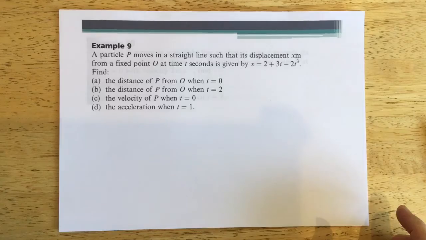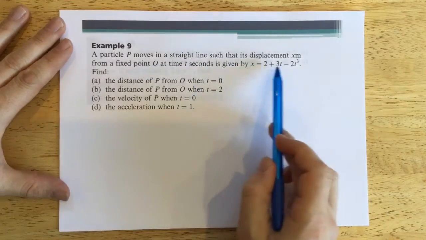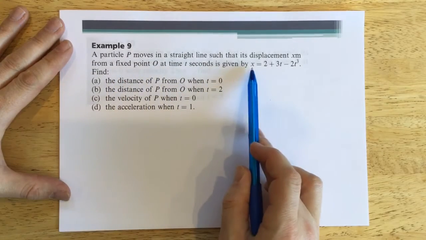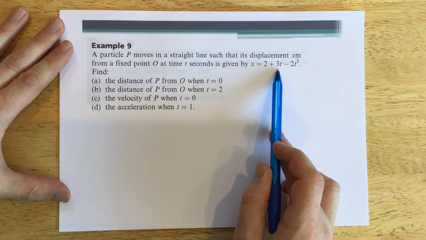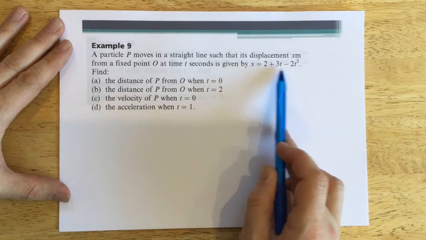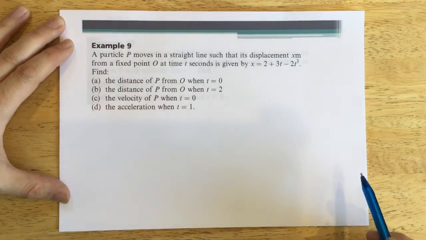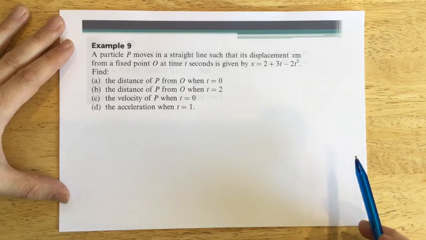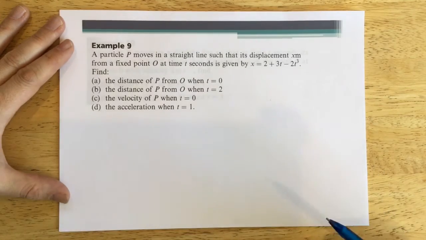So we've got a couple of wee examples here. A particle P moves in a straight line such that its displacement from a fixed point is given by x equals 2 plus 3t minus 2t cubed. And here you can see the displacement is in terms of t. So it's not constant acceleration. It must be this s, v, and a, and differentiating and integrating.